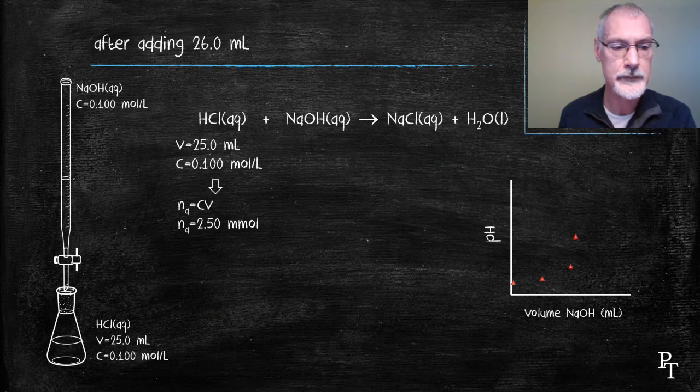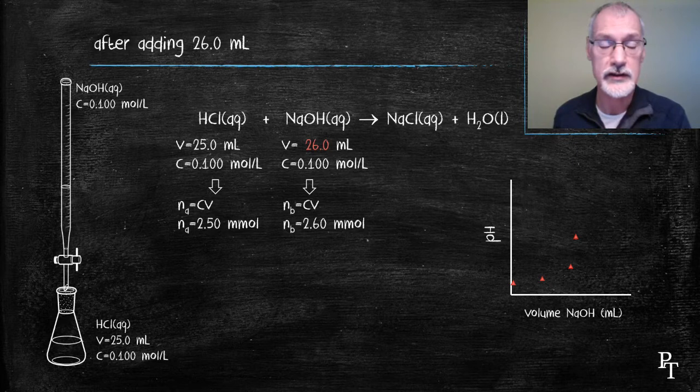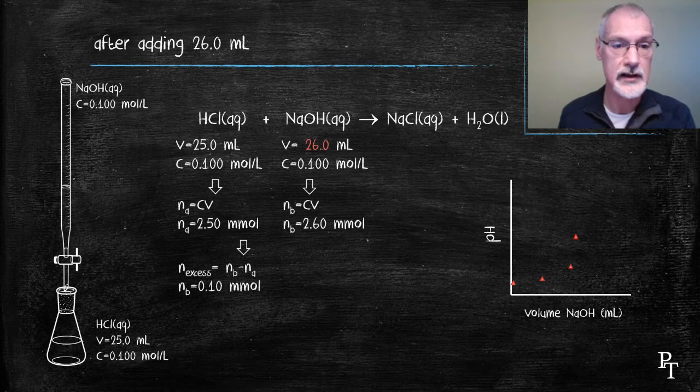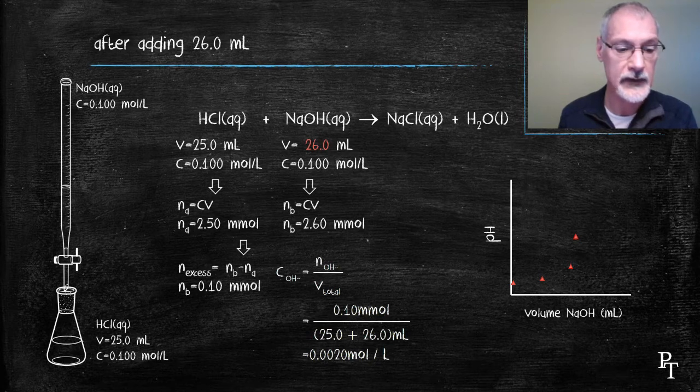solution. So at this point I put in 26 milliliters. And now my number of moles of base starts to exceed my number of moles of acid. So the excess particle at this point in time is the hydroxide ion. I have 0.1 millimoles of excess hydroxide. I'm going to determine the concentration of that solution. Again, I have to add the volumes together. I have 51 milliliters and 0.1 millimoles on the top. That gives me a new concentration.